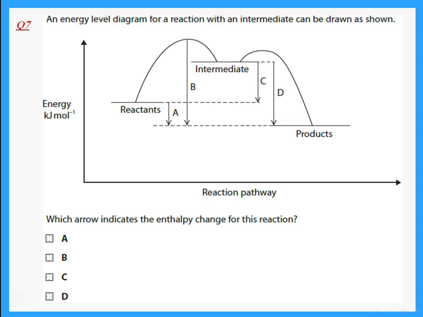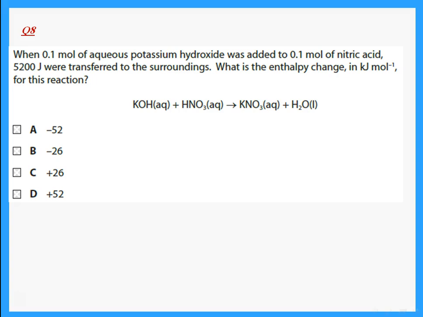Okay, the next question says an energy level diagram for a reaction with an intermediate can be drawn as shown. Which arrow indicates the enthalpy change? Remember, we said, what do we mean by enthalpy change in these kinds of reactions? The enthalpy change is actually the difference in energy between reactants and products. So that is A in this case.